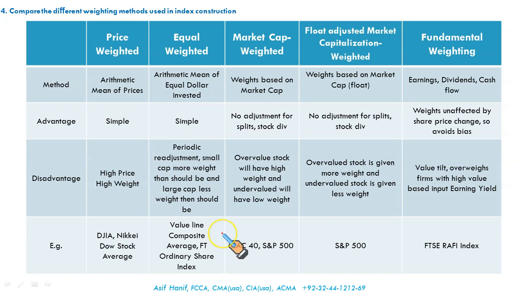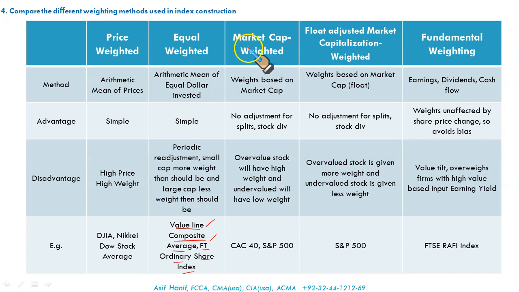Examples of this type of weighting index are the Value Line Composite and Average, and the FT Ordinary Share Index. So these are a few indexes that take equal weighting as the basis of index construction.